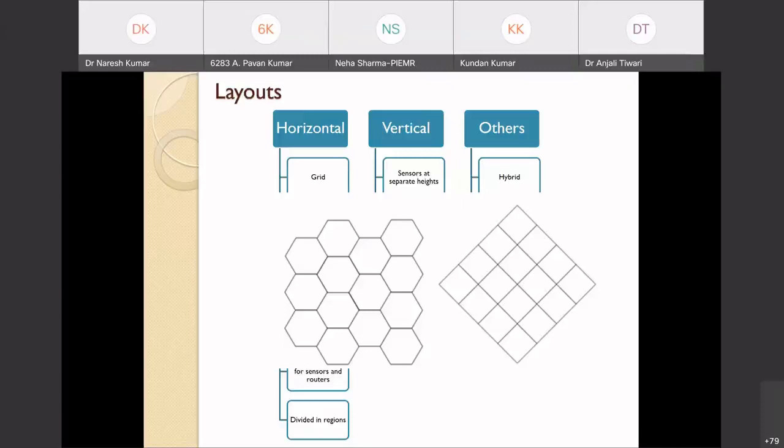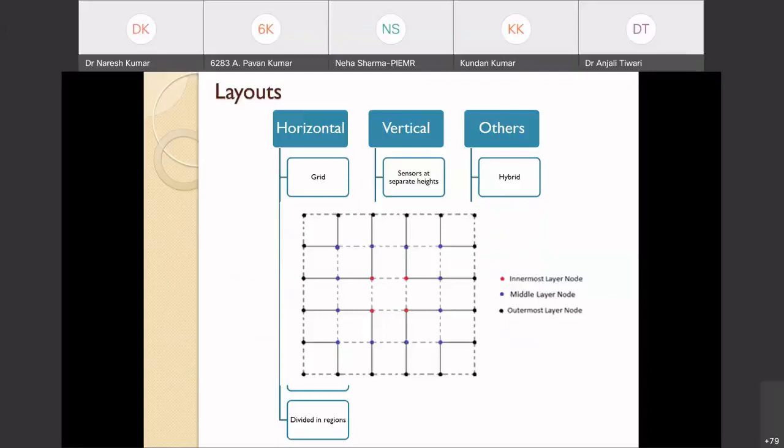And there are other topologies that we have. Let us see. This is one where we have the innermost layer nodes, the middle layer nodes, and the outermost layer nodes. So we can provide different energies, different conditions to these nodes, and that can be implemented.